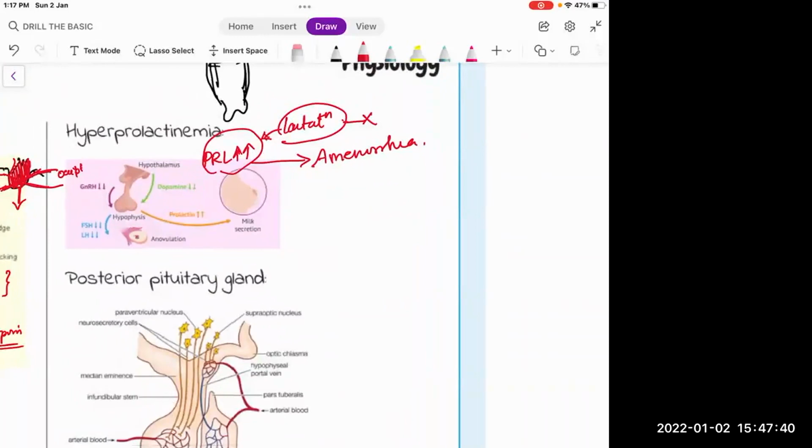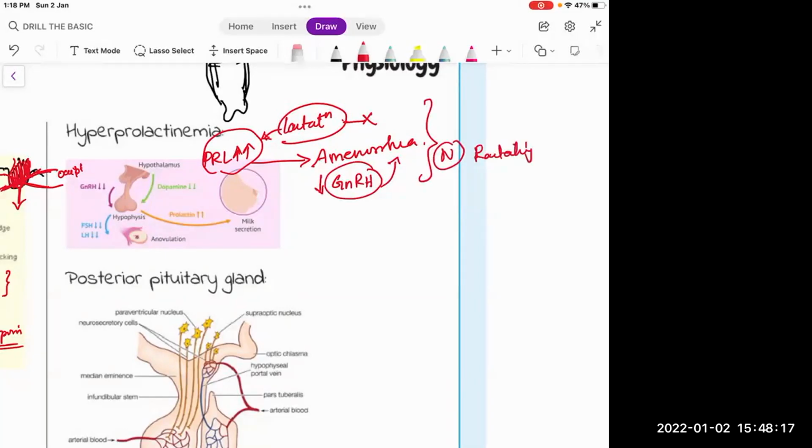This is hyperprolactinemia. Normally, prolactin level will be in excess after the parturition process, once the estrogen and progesterone decrease after the delivery. That makes the prolactin be in excess. Prolactin is a lactating hormone, so this lactation will also make the prolactin inhibit the gonadotrophic hormones. So this leads to amenorrhea. This is normal in lactating women.